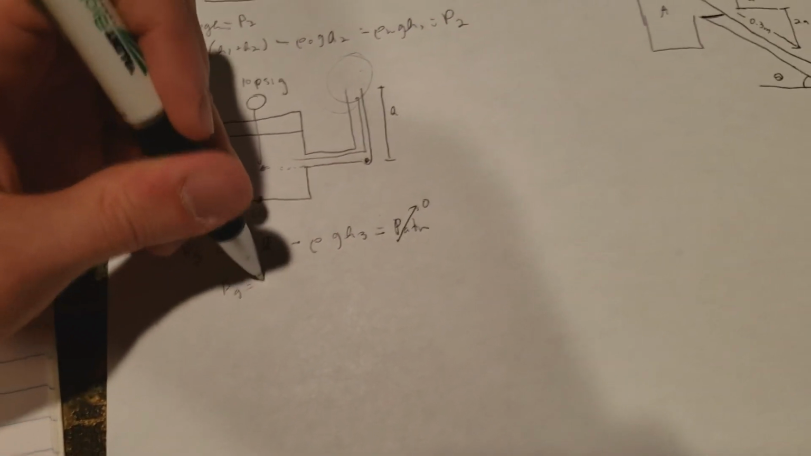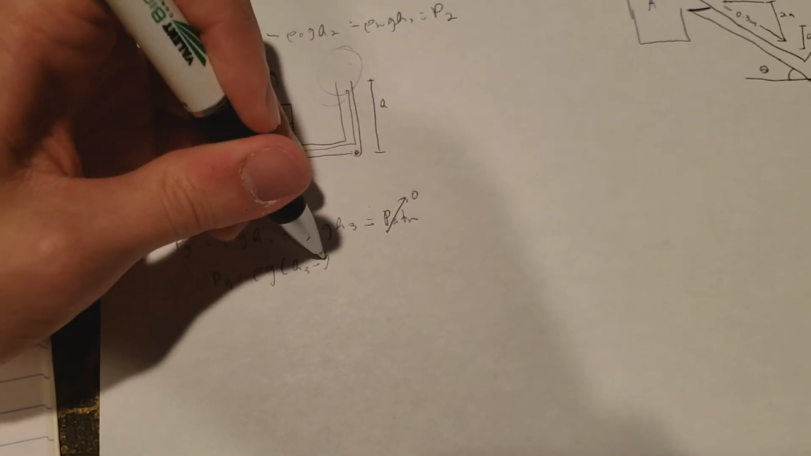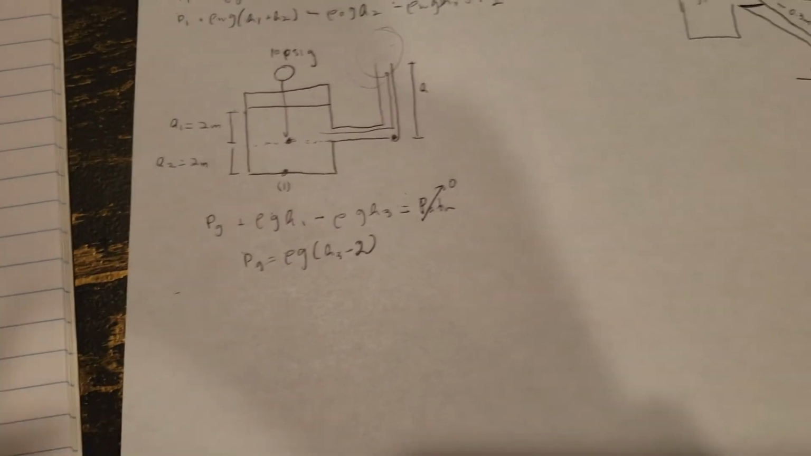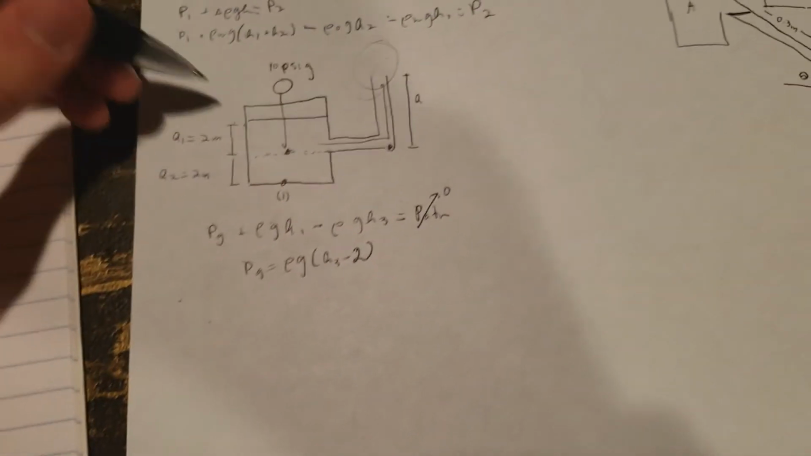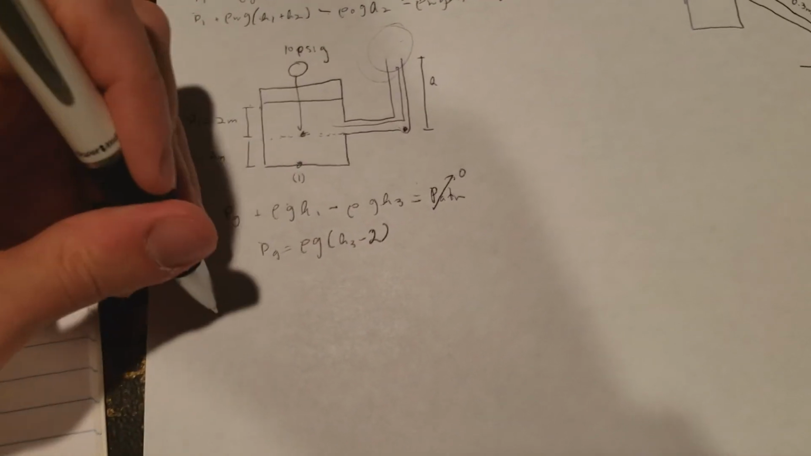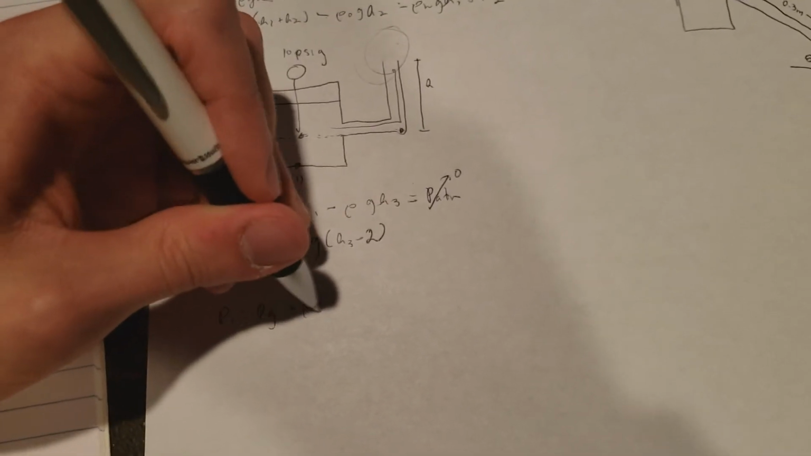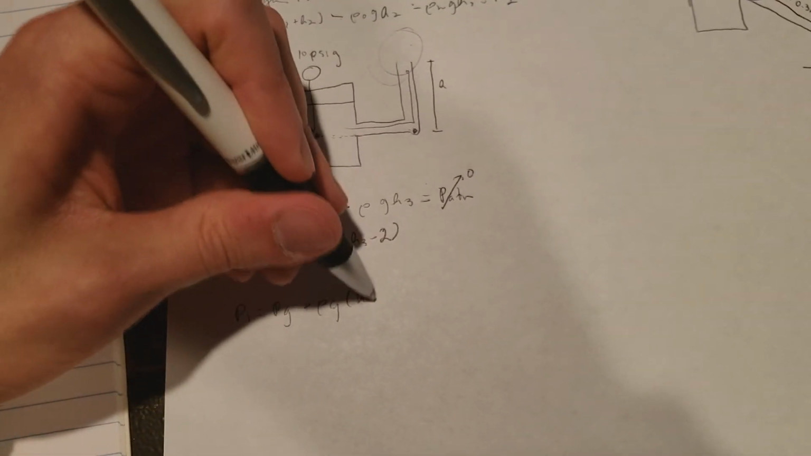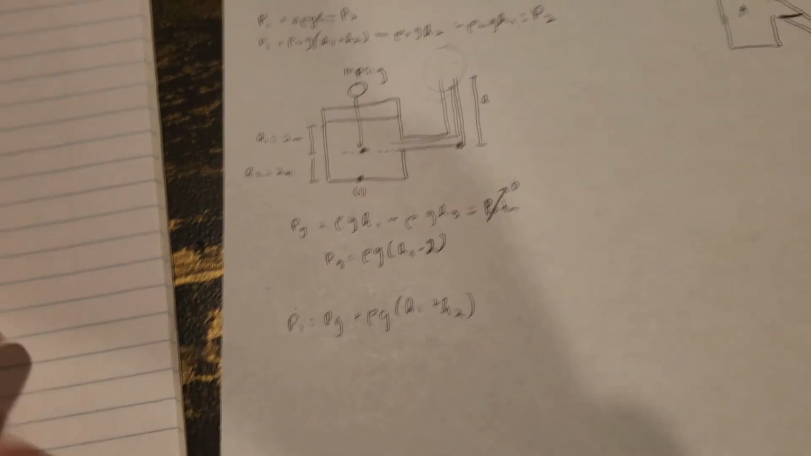And then we can isolate stuff, and we know that H1 is 2 meters. So that's how we would solve for our height. We would just move everything to the side, our height 3. If we wanted to know pressure 1, all the way down here, it would simply be pressure 1 is equal to gauge pressure plus rho G down here, H1 plus H2. Yep, pretty simple.